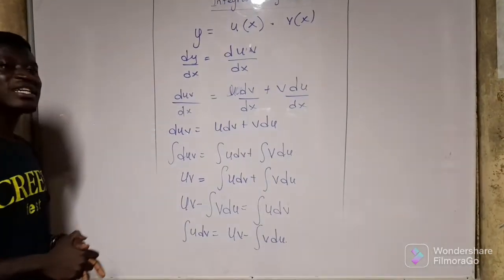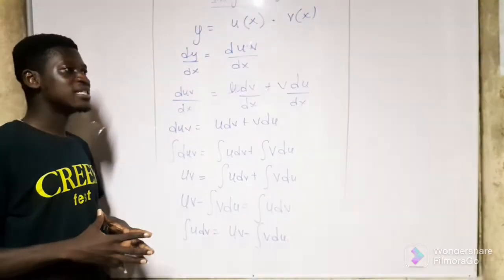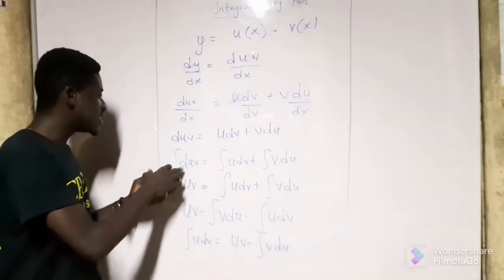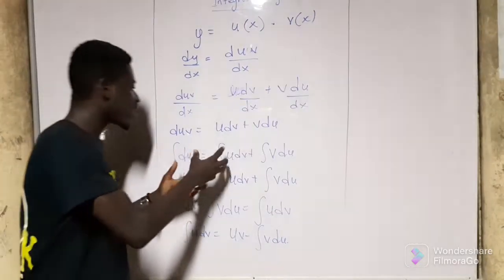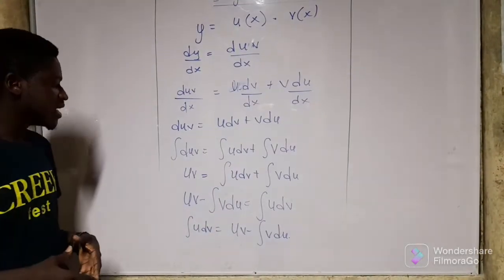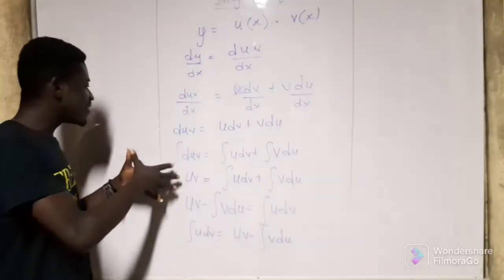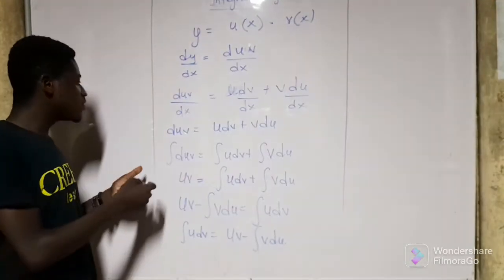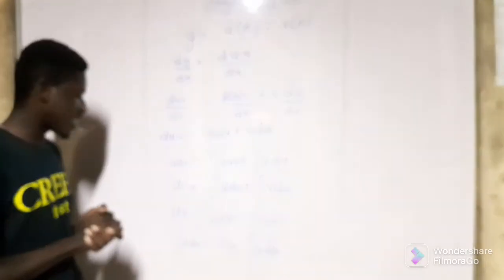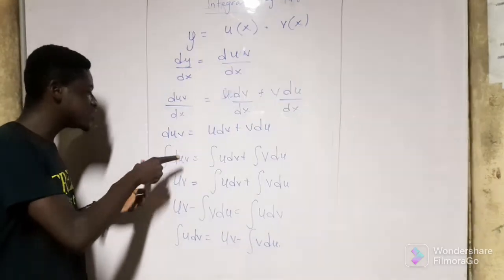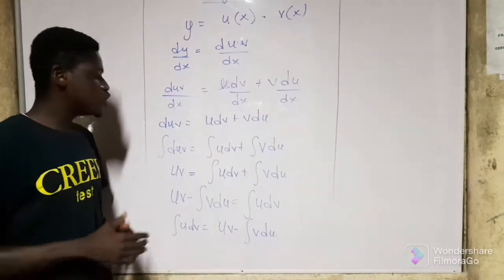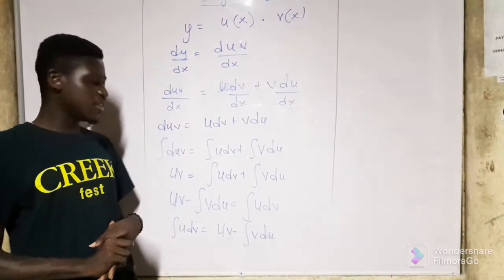Now we introduce the integral of both sides. We are dealing with integration, so now we integrate each term of the function. So we pick d(uv), we integrate it. We take u dv, we integrate it, and then we pick v du, and then we also what? Integrate it. So now the differential of uv: if you integrate the differential of uv, you get uv. So the integration of d(uv) will give us uv, and this is equal to the integral of u dv plus the integral of v du.